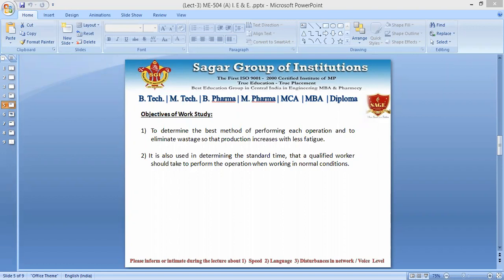Because here it comes, while measuring, you need to have a qualified worker. This means this is a standard, and that standard has to be maintained. And what kind of standard does a qualified worker carry? This means without this qualified worker, you are unable to find or measure the exact time of performing that particular job.